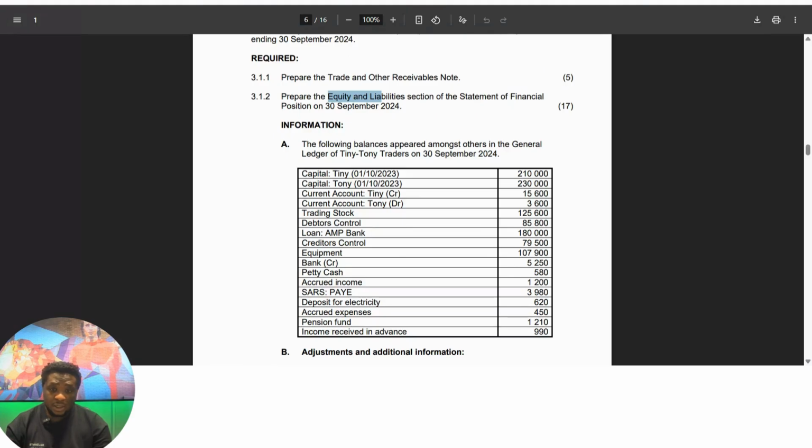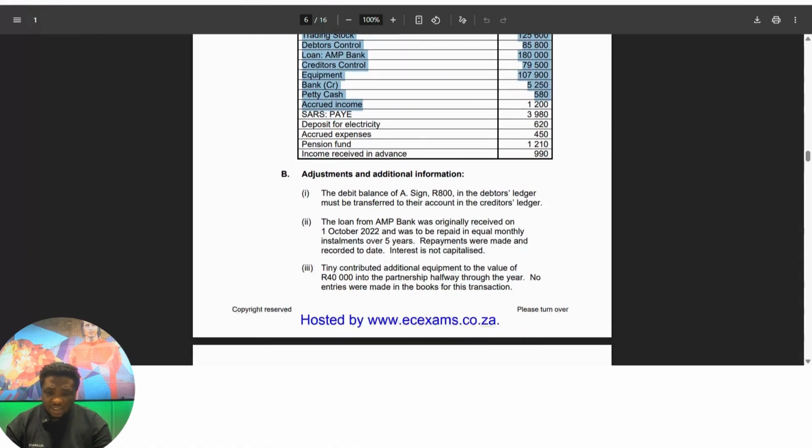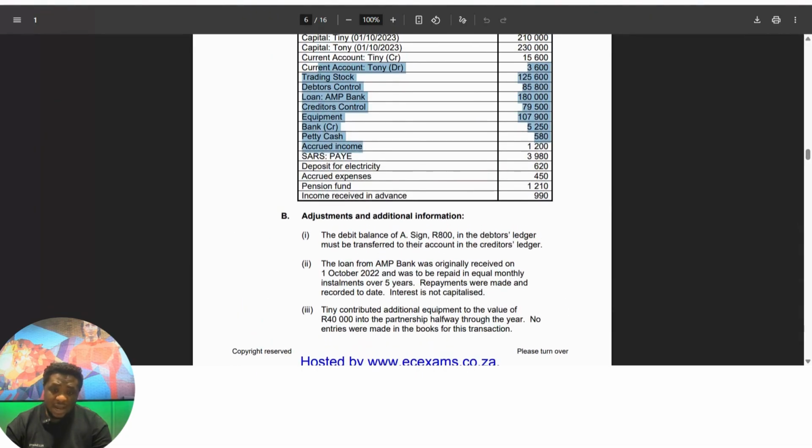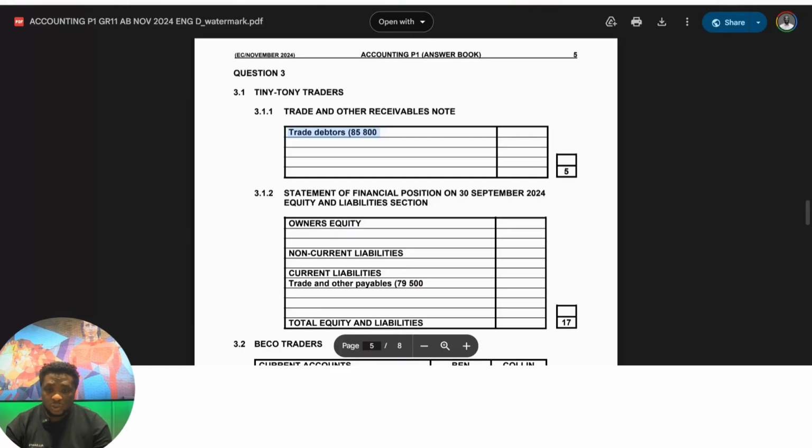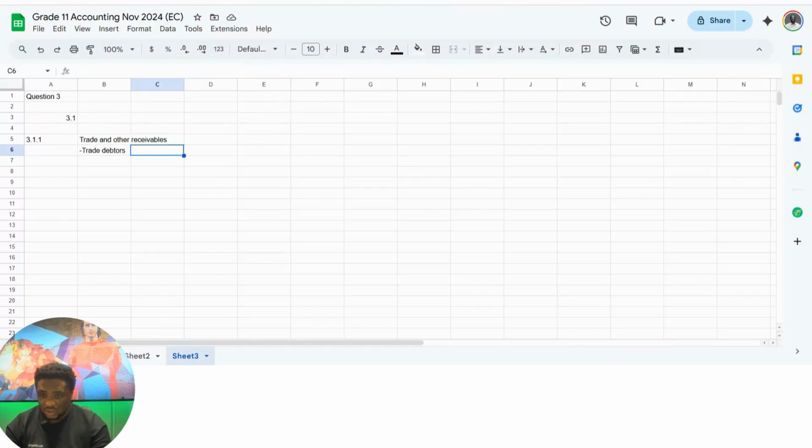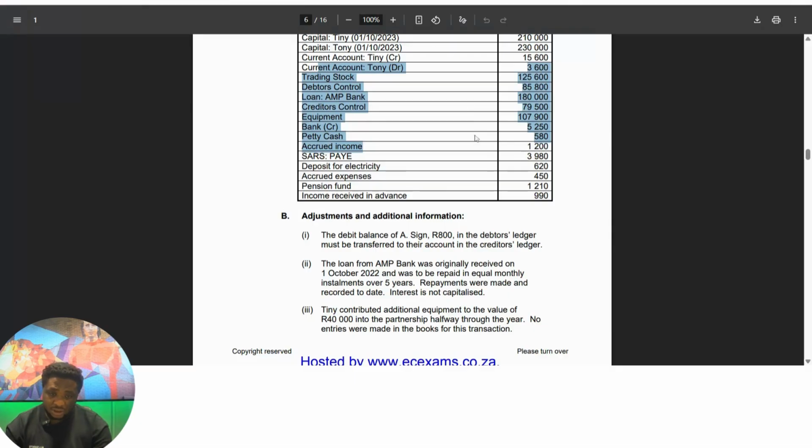It says the following balances appeared amongst others in the general ledger on 30th of September. Okay, as you can see, there's no provision for bad debts here. And in the adjustments, there are only 3 of them, and none of them are talking about provision for bad debts. So that's why I took it out. So let's see then. We start off with trade debtors of 85,800, as you can see in the answer sheet as well. So we're going to start with 85,800. And then let's look at some of the things that may affect our trade debtors. Let's look for that information.